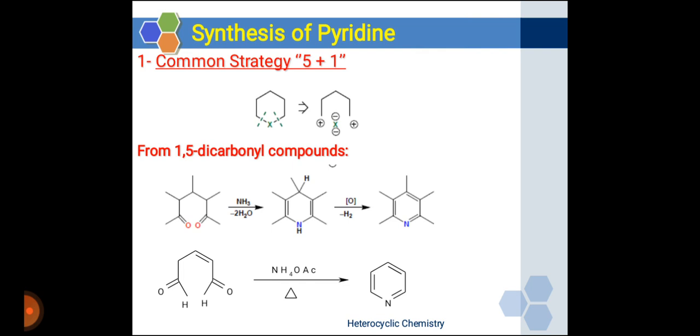Another structure: the 1,5 diketo compound again reacts with ammonium acetate at a particular temperature to form the pyridine-like structure. So these are the 2 common preparations of pyridine.